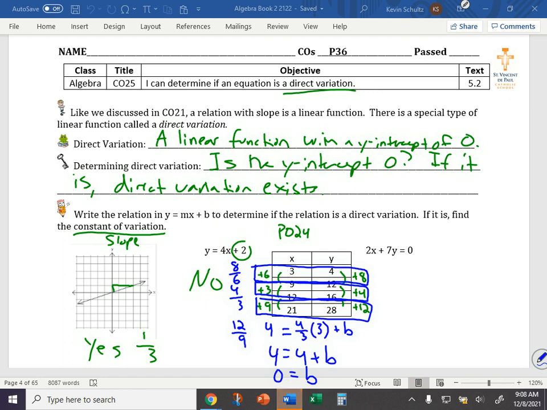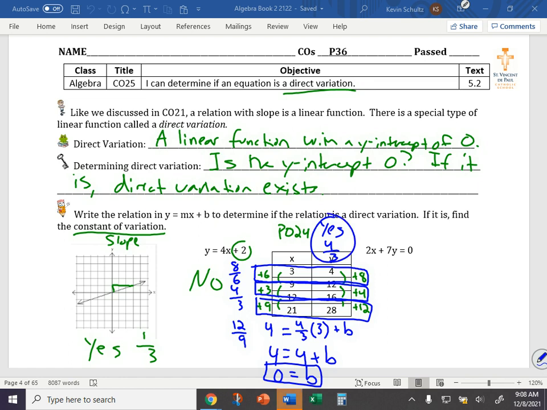Right? So the table is definitely the most work here, right? Because you can't look at the graph and see where it passes through the y-axis. It's not an equation where you can put it in slope intercept form. You have to write the equation yourself. So tables are the most work, but it's just like PO24. Once you get to this step and realize that the b is 0, yes, it's direct variation. And what is the constant of variation? The slope, right? It's a fancy word for slope. What's the slope? 4 thirds. We already found it.